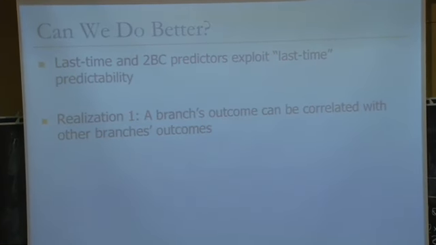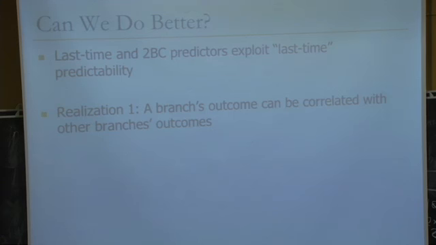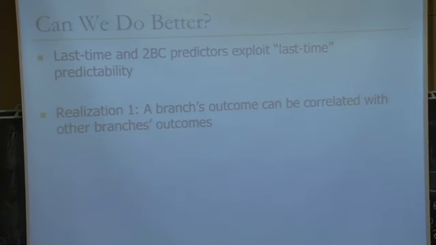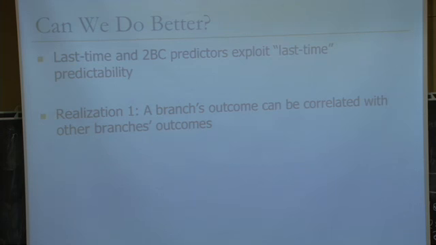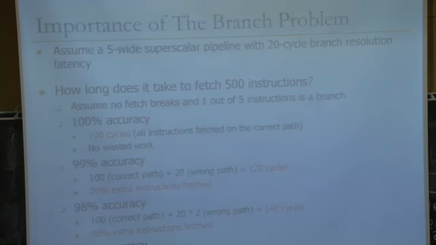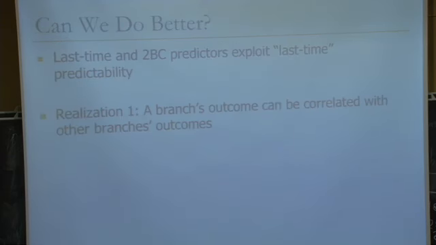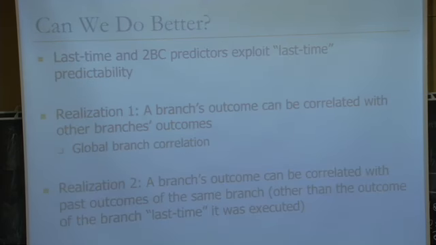But people have realized different things to improve upon this. One realization is that a branch's outcome can be correlated with past branch's outcomes. So because this is such an important problem, we want to improve the accuracy. So can we do something better? That's the idea of global branch correlation. The second realization was a branch's outcome can be correlated with the past outcomes of the same branch, not just the last outcome. What if the branch had a pattern, if you will?